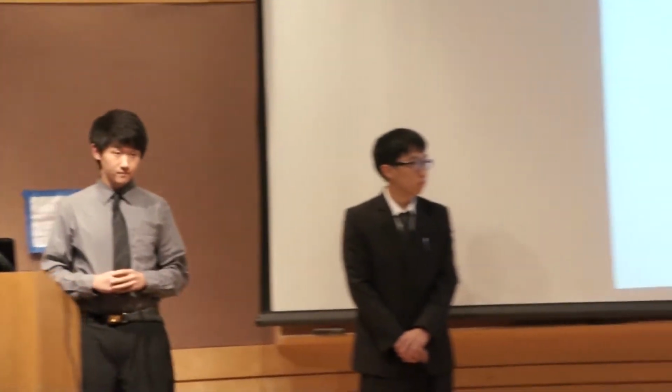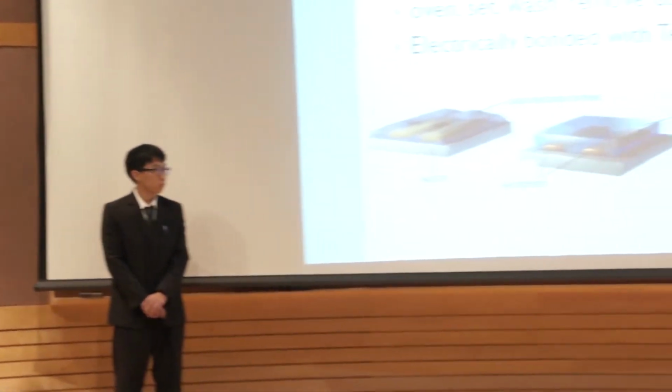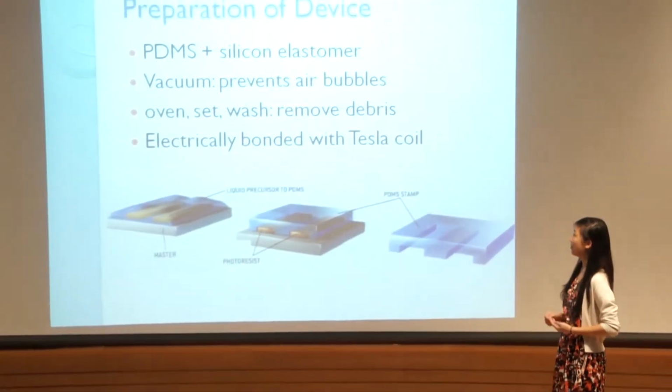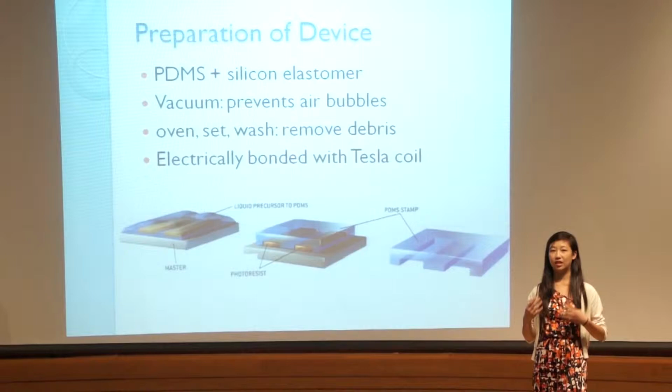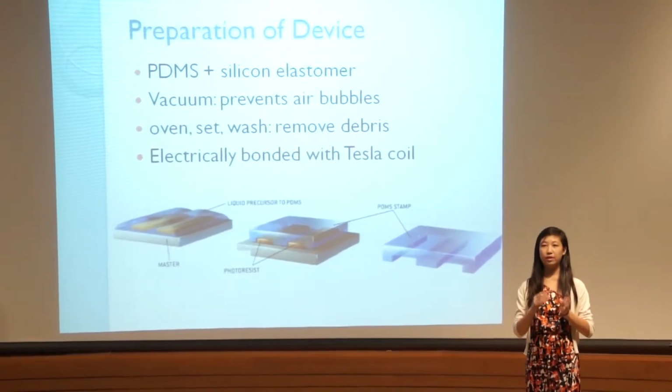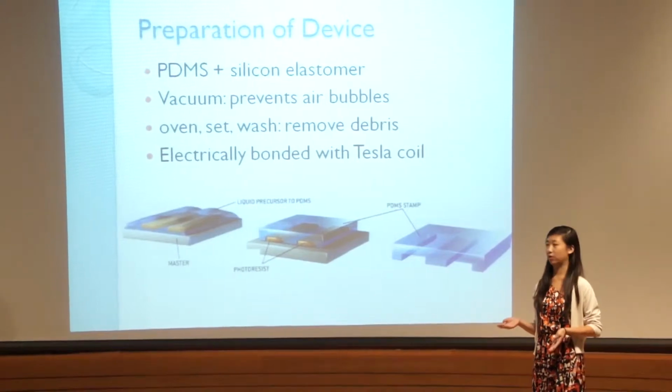So what exactly are these microfluidic devices? We use a process called soft lithography to combine something called polydimethylsiloxane, which we call PDMS for short, with silicon elastomer to create a substance that, once it's set in the oven, is flexible enough to work with, but yet still sturdy enough to maintain its own body.